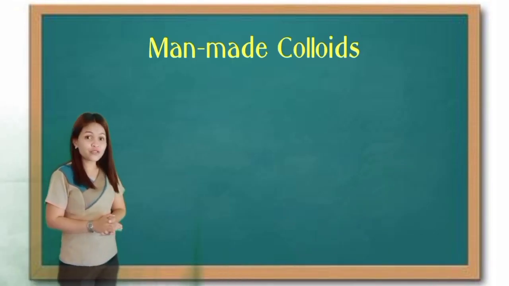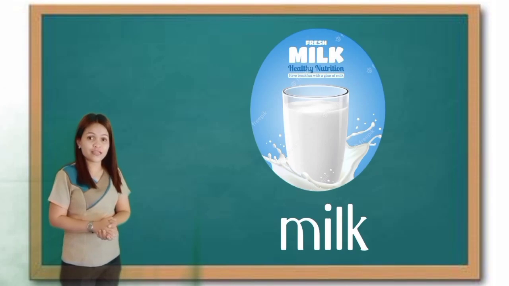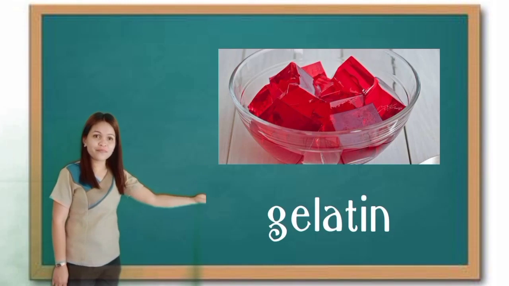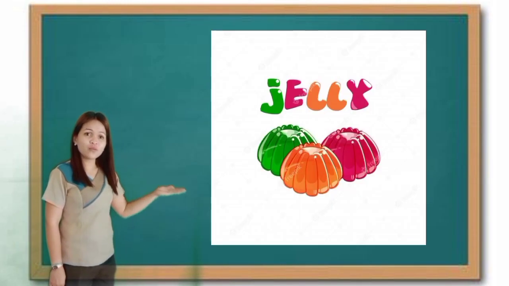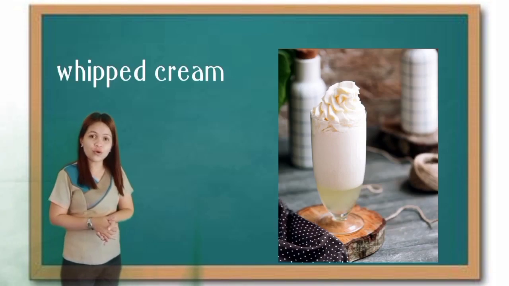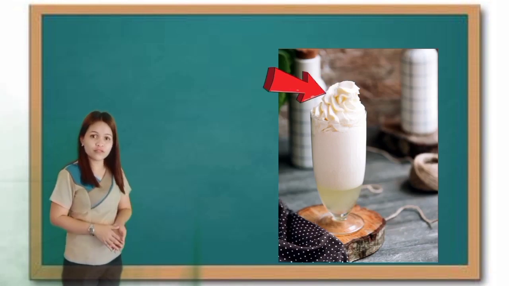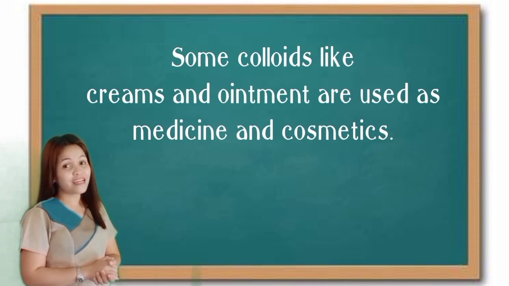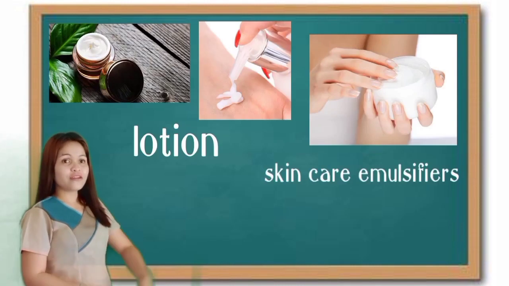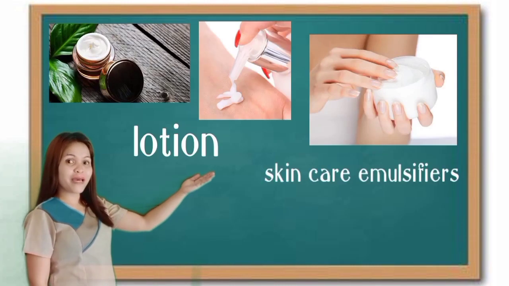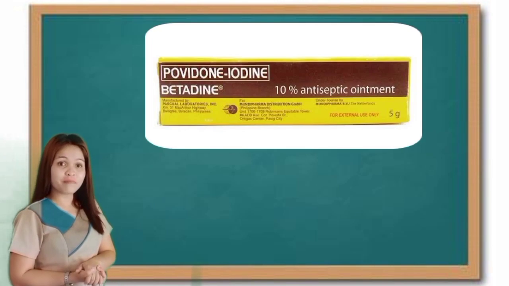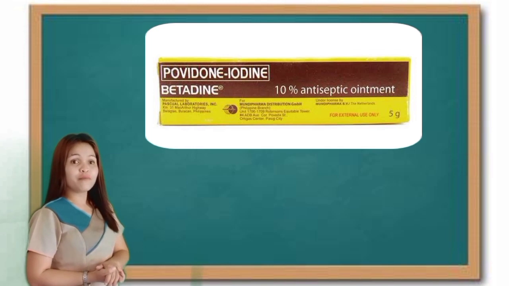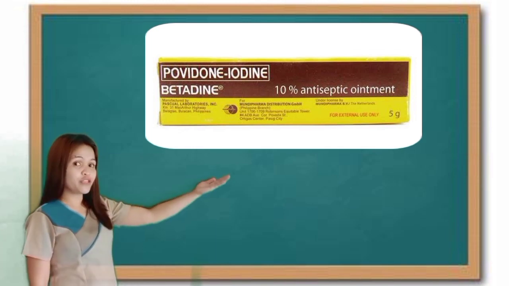Man-made colloids are useful too. Colloids such as milk, butter, gelatin, jam, jelly, mayonnaise, and whipped cream are used as food or ingredients for preparing food. Some colloids like creams and ointments are used as medicine and cosmetics. The skincare emulsifiers are used in cosmetics. Betadine ointment is used for the treatment of common skin infections, such as prevention of infections in minor burns, cuts, and abrasions.